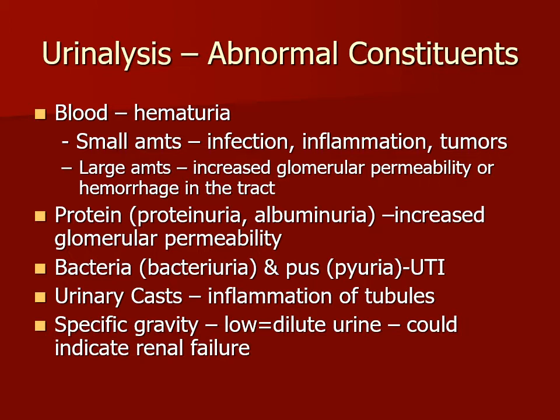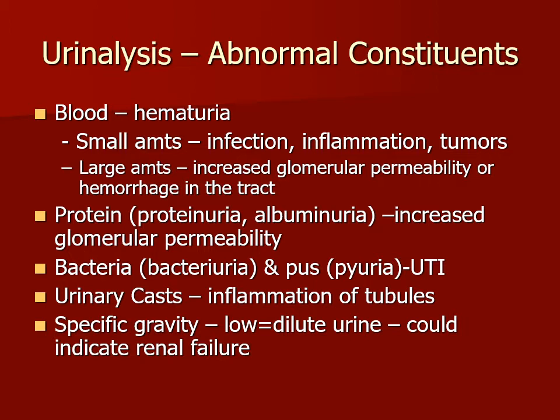Bacteriuria, and pus, pyuria, could mean a urinary tract infection. Urinary casts indicate inflammation of the tubules. A cast is a microscopic mold of the kidney tubules. There's different types depending on what the problem is. You can have blood cell, white blood cell, red blood cell casts. You can have clear hyaline casts. And so that's a study unto itself, but these are protein precipitates that form a mold inside the smaller passageways in the urinary tract.